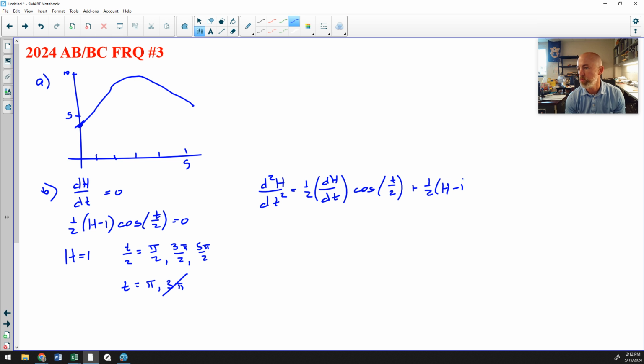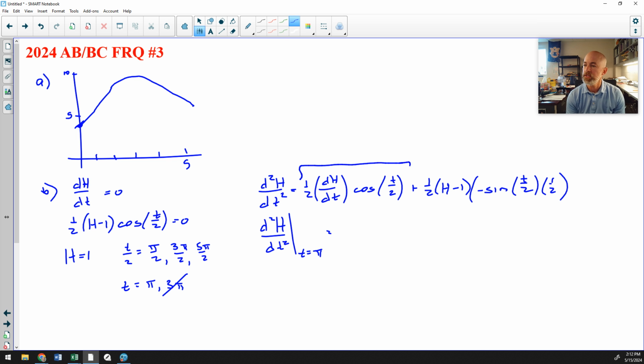H minus 1 times the derivative of cosine, which is negative sine of t over 2, times the derivative of t over 2, which is 1/2. And I'm trying to see what happens to my second derivative when t is equal to pi. And the first piece right here, all of this is going to equal zero when t is equal to pi, because I already know dh dt is zero at pi. That's how I got pi to begin with. So it's zero plus 1/2 of h of pi.